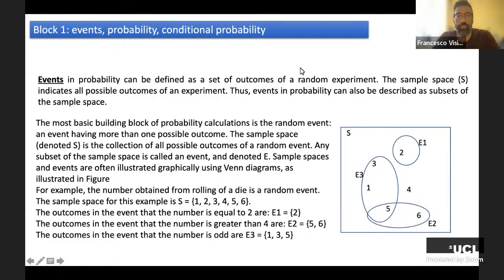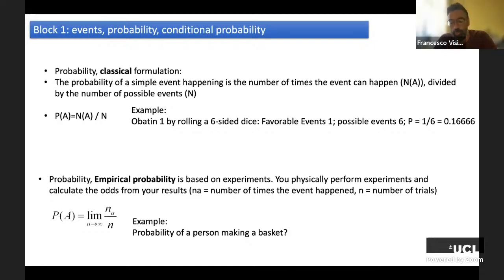So the event is the basic concept in probability. Events are outcomes of a random experiment. Probability is defined in 2 main ways. The classical formulation is that the probability of a simple event happening is the number of times the event can happen divided by the number of possible events.